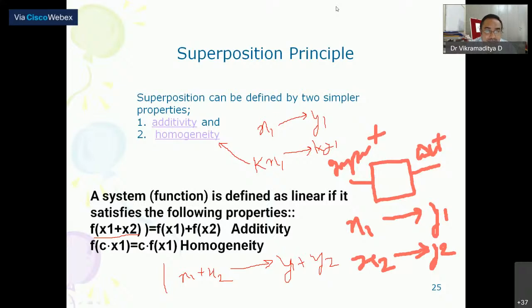So it is very clear that in order to verify a system to be called linear, it should obey the principle of superposition. That is, it should obey two laws, additivity and homogeneity, both laws. So let us take an example. I will give you an example.